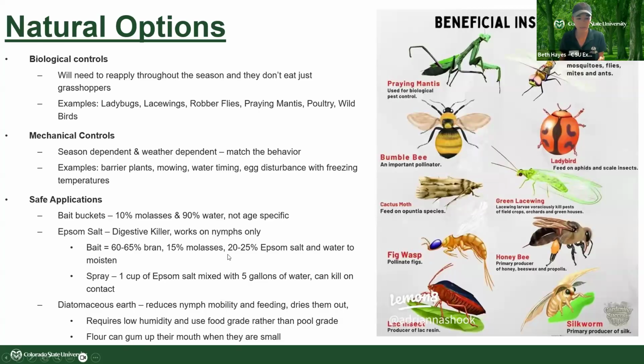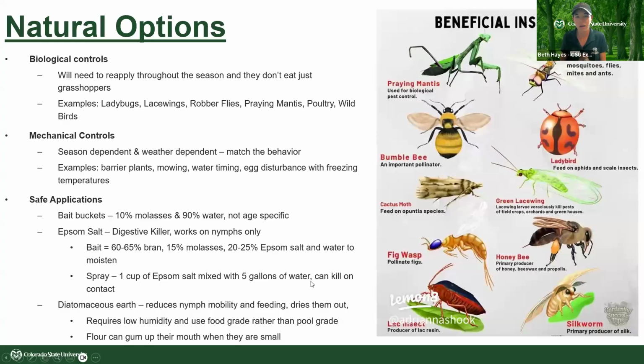You can turn it into a bait by following this formula, and then you can also put it as a spray, which can kill on contact as well. But again, only when they're nymphs, doesn't work when they're adults. And then diatomaceous earth, the food grade kind, not the pool grade kind, is what you want to get. It does reduce nymph mobility. It affects them from them feeding on it, and it dries them out. So that works really well.